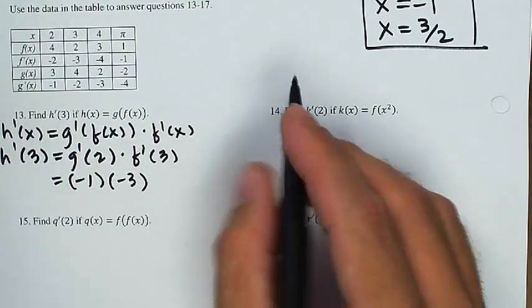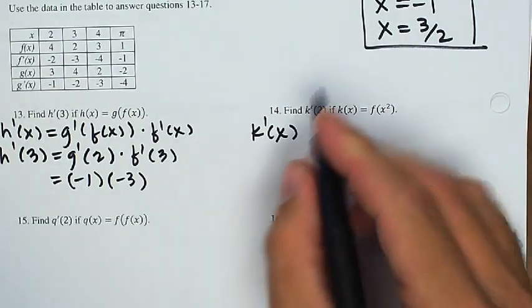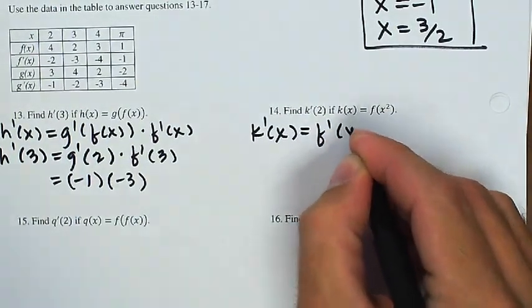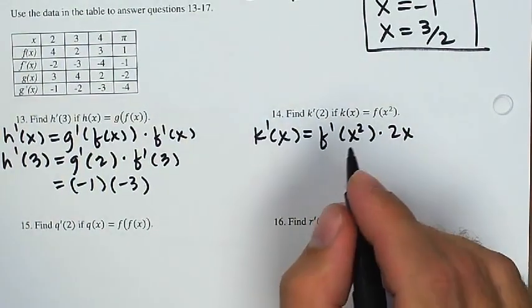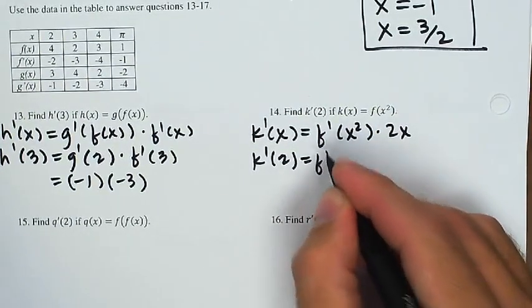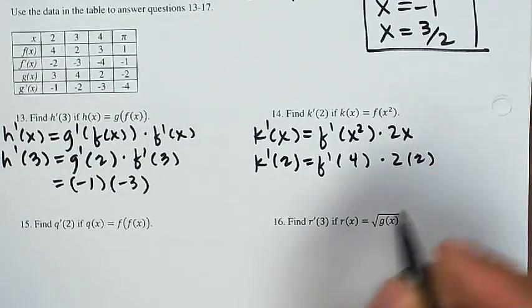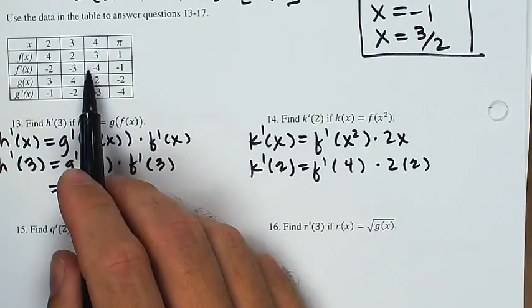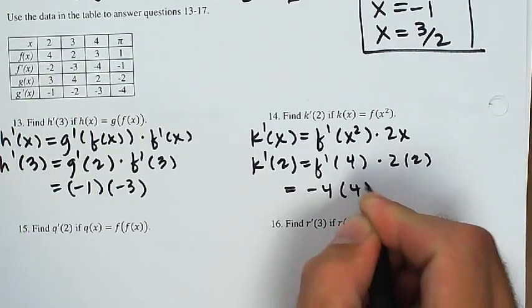Okay, k prime of x, I'm going to start from the outside. The derivative of f is going to be f prime, leave the inside the same, and then multiply by the derivative of the inside. Okay, so k prime of 2 is f prime of 2 squared times 2 times 2. All right, so I've got f prime of 4, that's -4, times, that looks like 4 to me.